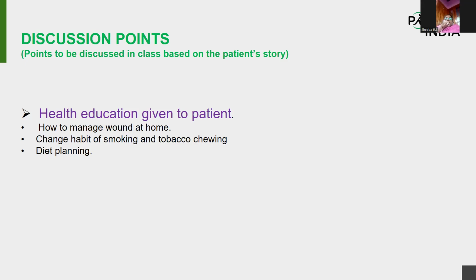So I think usually when they develop these kinds of illness, they usually stop smoking and tobacco chewing. I have seen these kinds of things, but I would like to know from her whether the patient is still smoking or tobacco chewing. I don't know exactly. And the diet planning is also especially.